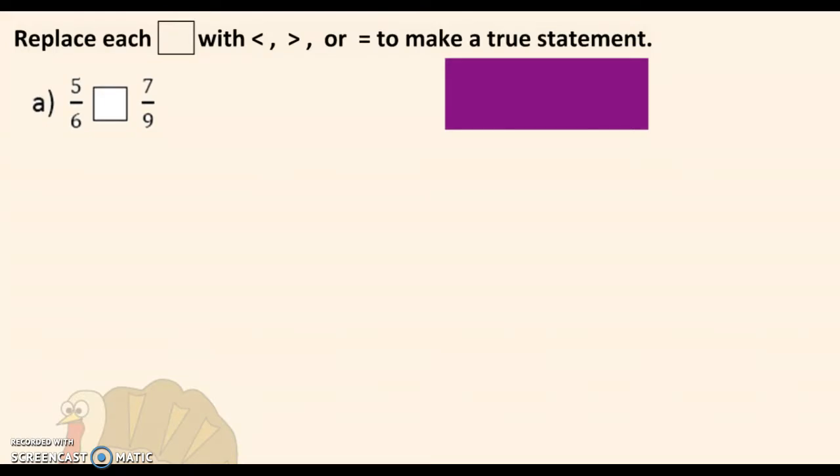So one of the things we're also going to be asked is if we can compare two fractions against each other. So we want to replace each of these boxes with a less than, greater than, or an equal to. If you need to make yourself a note, remember we said that makes the L, that's our less than.